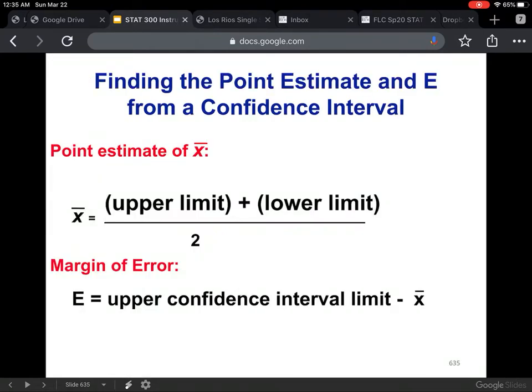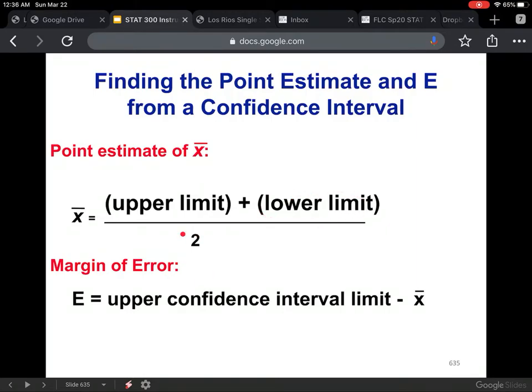Finding the point estimate and the margin of error from a confidence interval. What if I gave you a confidence interval? How would you find the point estimate, and how would you find the margin of error, E? Well, there are these two formulas. Take the confidence interval, take the upper limit and the lower limit, add them and divide by 2. It's just the average of those two.